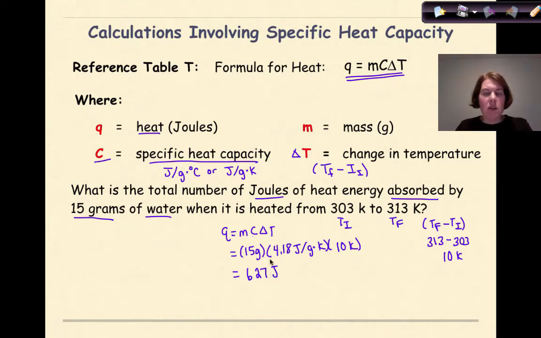So how do my units cancel? Well, grams is going to cancel grams on the bottom. Kelvin is going to cancel Kelvin on the bottom, and I'm left with joules here. So I know all my units have basically canceled out, and I'm left with what I want, which is my heat, which is 627 joules of energy absorbed, because this is a positive value. If it's a positive value, we should make a note of that. This is a positive value. So therefore, energy absorbed.